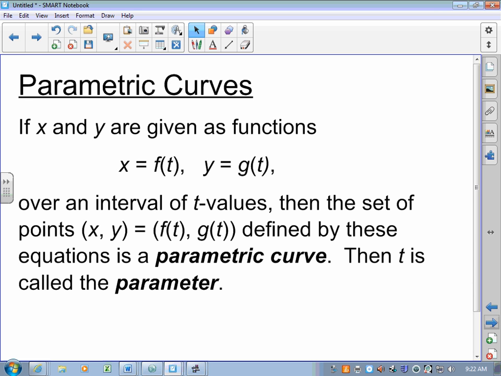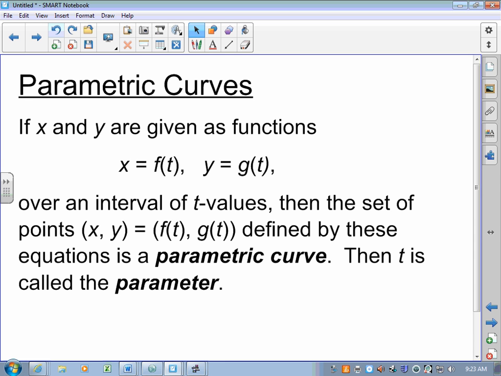So let's pretend that x and y are given as functions. This lingo right here just means that x is some function of time and y is some other function of time. Generally, we think of t as time because that helps us visualize what's going on physically. So x is some function of t, y is some other function of t. Of course, f and g could be the same function, not a big deal there.